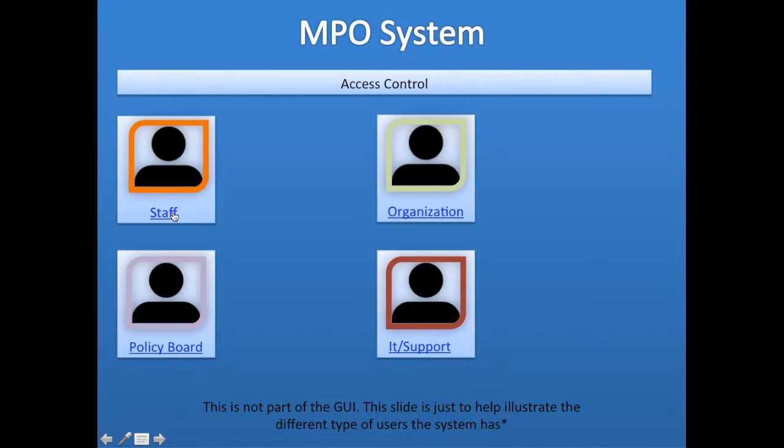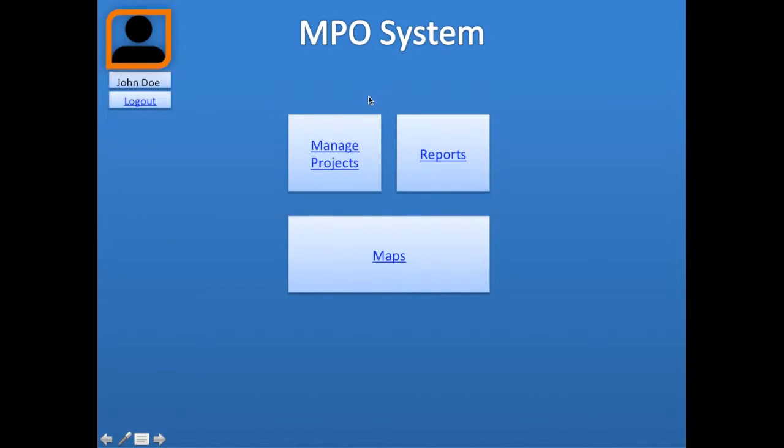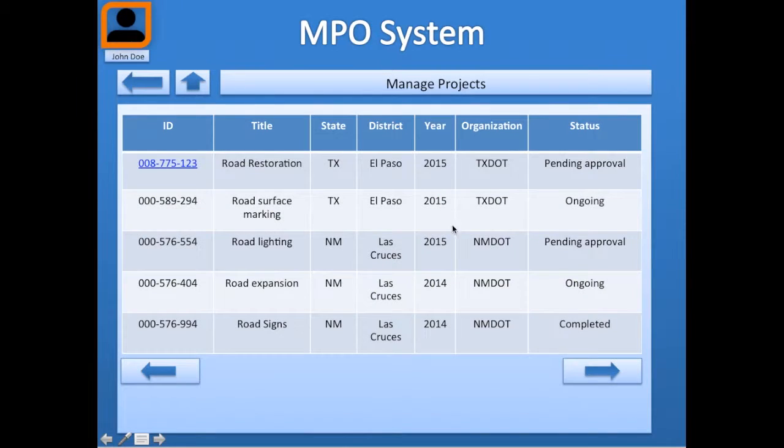But here you can see what functionalities each member has. So for the MPO staff, after they've logged in, they have the option to manage projects, view reports, and also view maps. So we'll go into manage projects first.